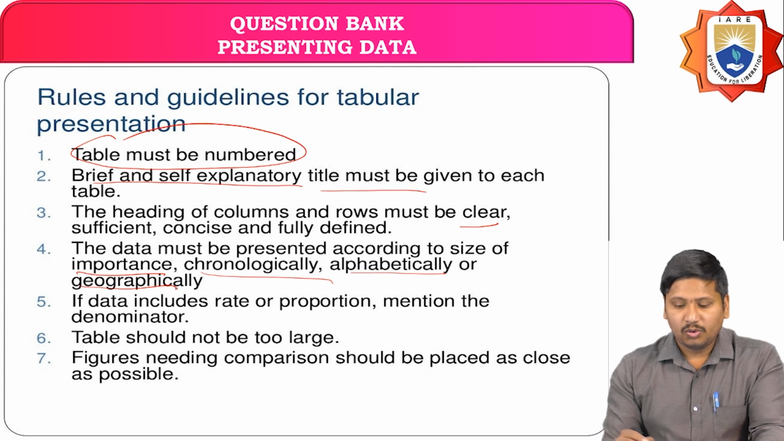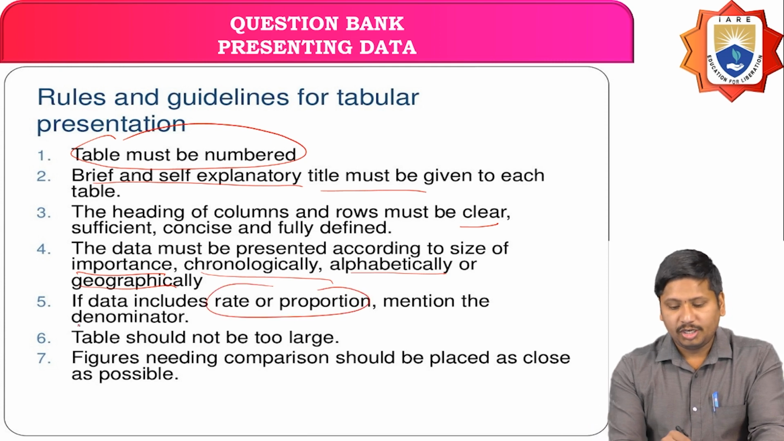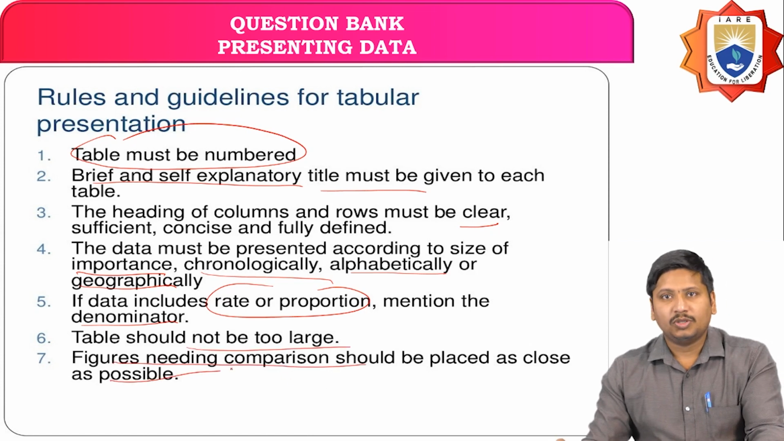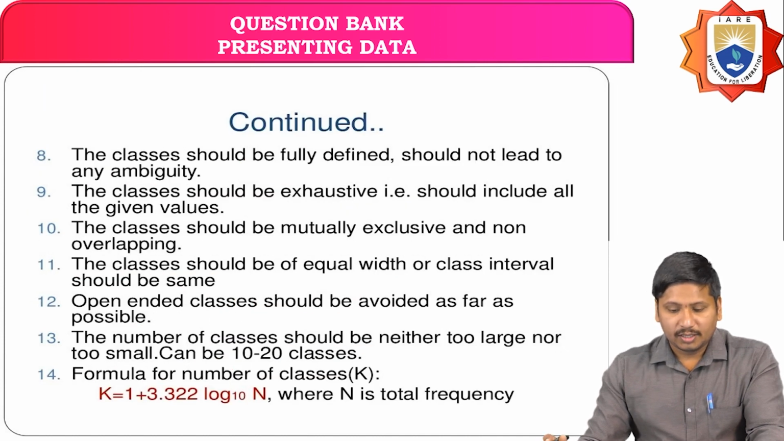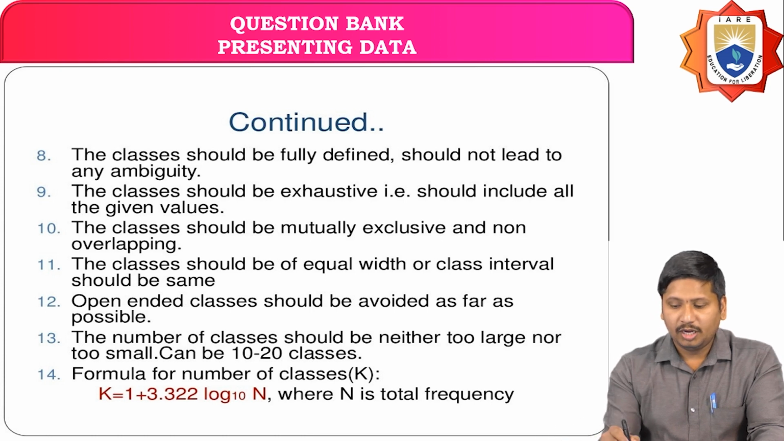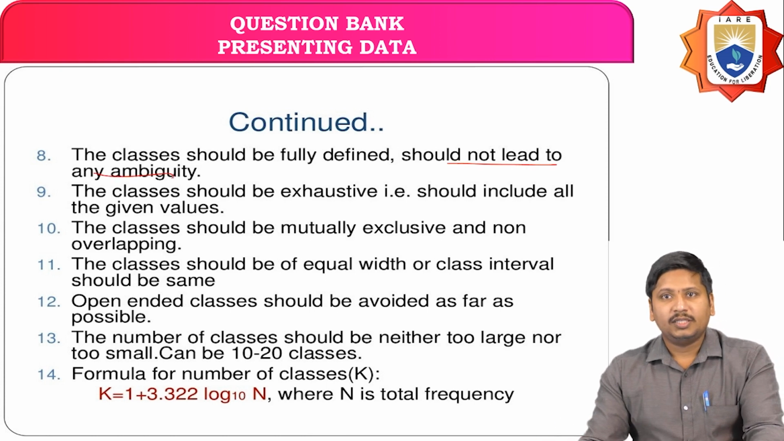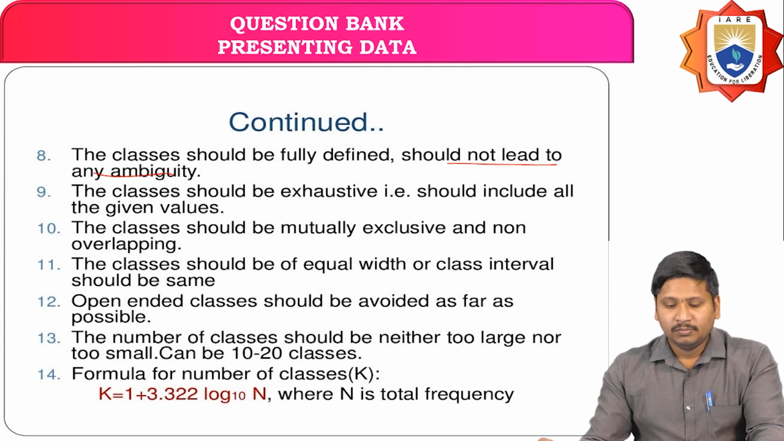If the data includes the rate or proportion, it should be mentioned in the denominator, and the table should not be too large, and the figures needing comparison should be as close as possible. For the continuation of that, the classes you have taken should be fully defined and should not lead to any ambiguity.